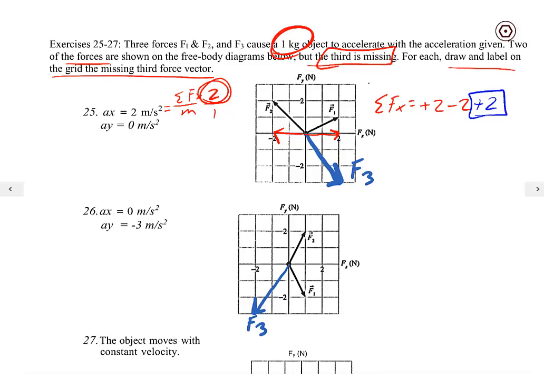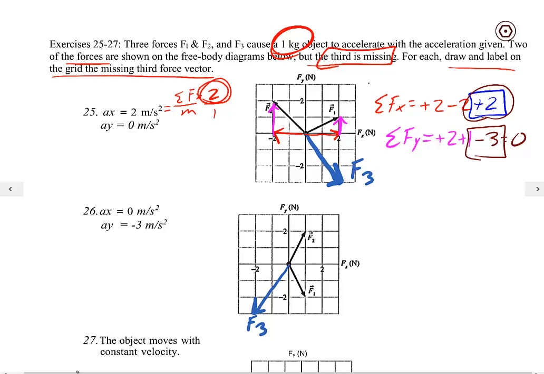So looking in the y direction, we have F2 going up 2. We have F1 going up 1, and that's it. So if we want an acceleration of 0, then we need to subtract 3, so we can get a net force of 0. That means I need in the x direction to go over 2, and in the y direction to go down 3. So you can see my blue vector here, I went over 2 and down 3. So I knew that this was my force 3 that would cause those accelerations.